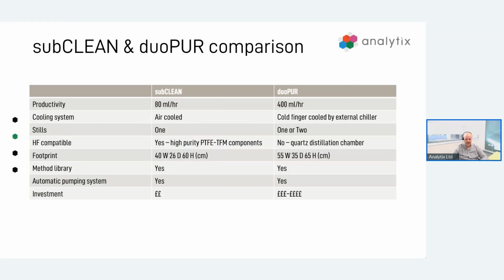The way it works is to utilize the same sub-boiling technique as we saw in the subclean and the duo port. The difference here is that we have an acid reservoir at the base. This acid reservoir is filled with reagent grade nitric acid. Typically we work with about 500 mL of acid. We have a ceramic heater underneath that is going to sub-boil the nitric acid, so it's going to heat it to 20 degrees below its boiling point.